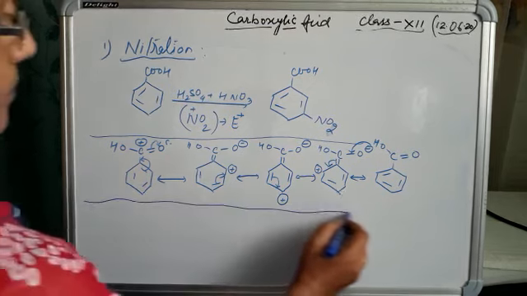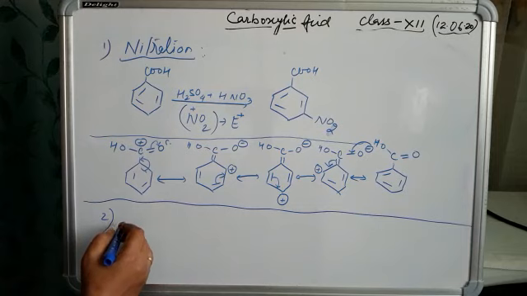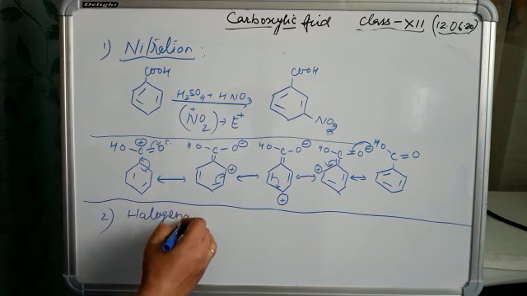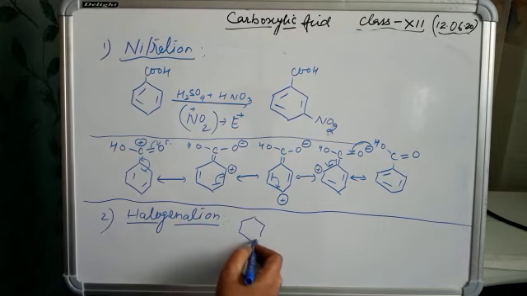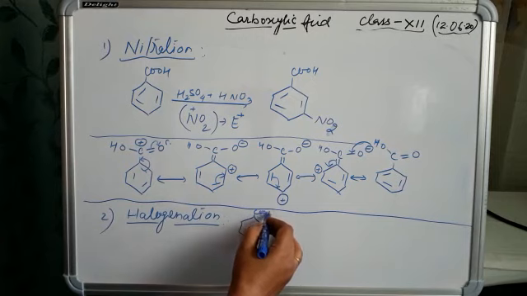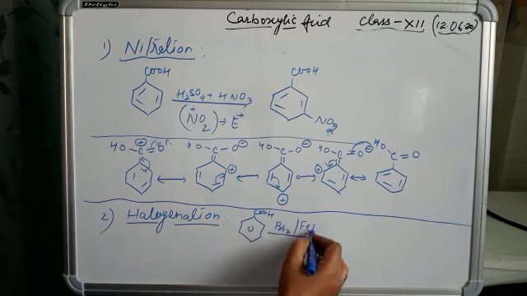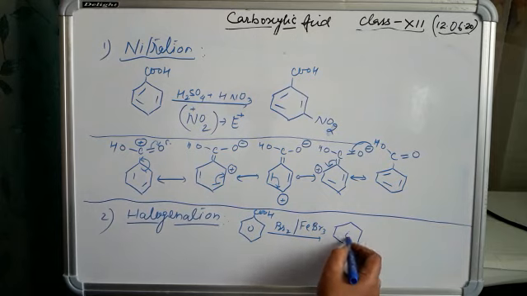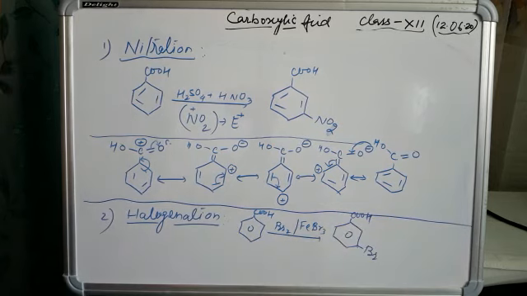Next, halogenation. When benzoic acid is treated with bromine in FeBr3, 3-bromobenzoic acid is formed.